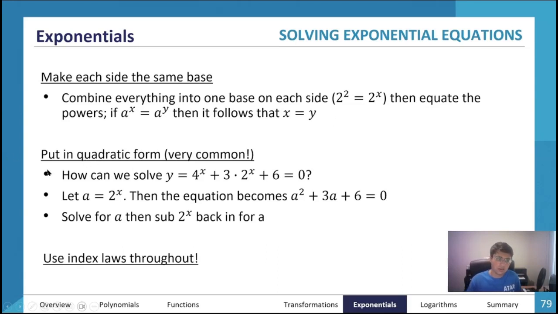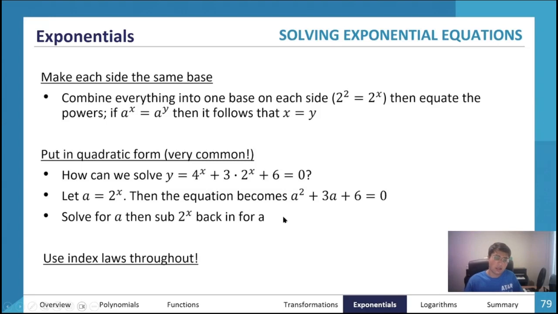Another trick you can use is to recognize that the equation is in a quadratic form and then apply your knowledge of quadratics to solve it. So for instance, if we have this equation here equal to 0, we can let a equal 2 to the x, and then notice that if we substitute in a here, we're actually going to get a squared plus 3a plus 6. That's just a quadratic, we can solve that. Then we can substitute 2 to the x back in for a. That's one thing you can do.